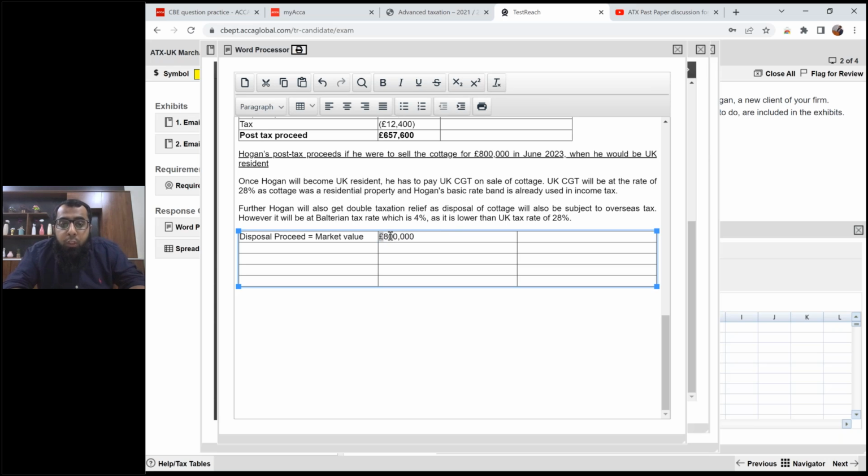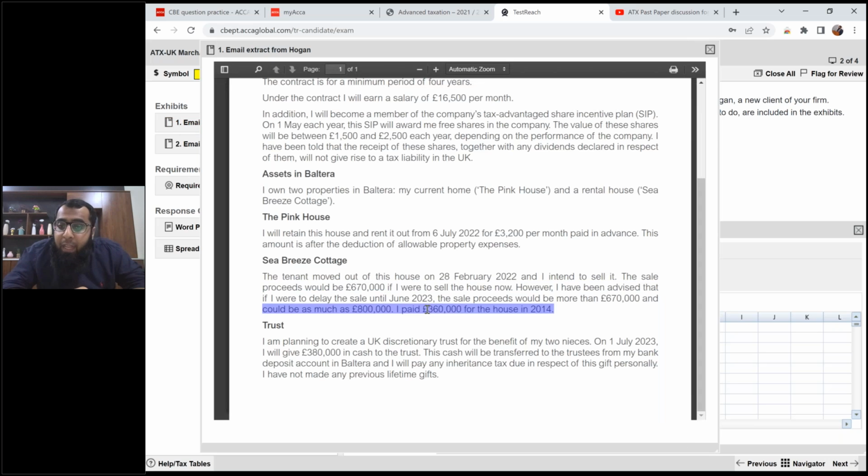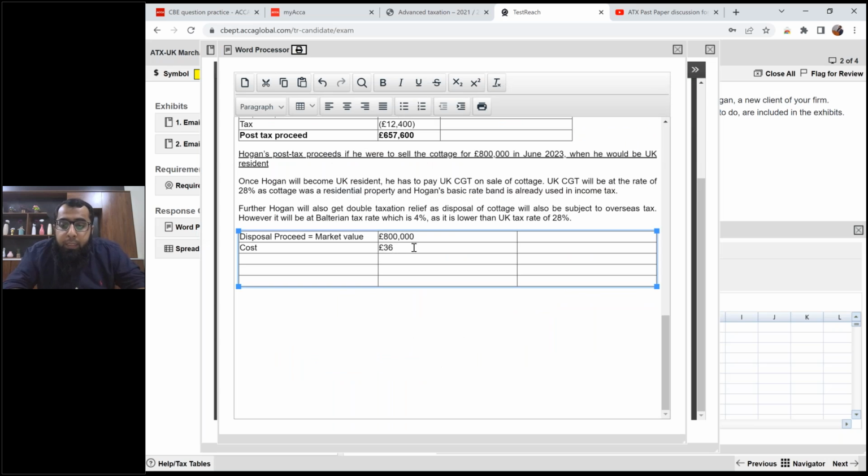What is the cost? The cost will remain the same. The cost was £360,000. I paid £360,000 for the house. So the cost was £360,000. So what will be the chargeable gain? 800,000 minus 360. The chargeable gain will be 440,000.